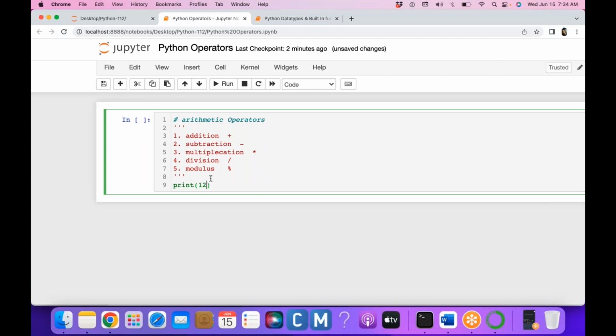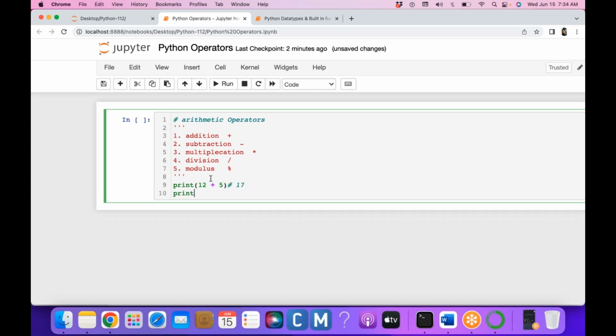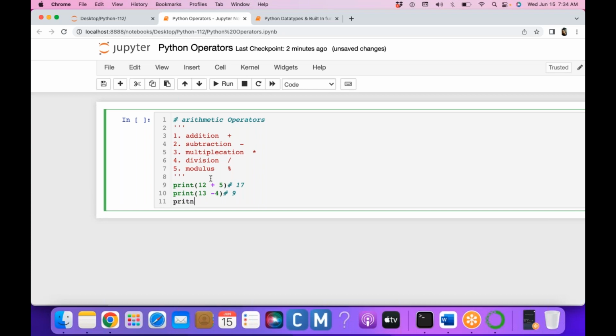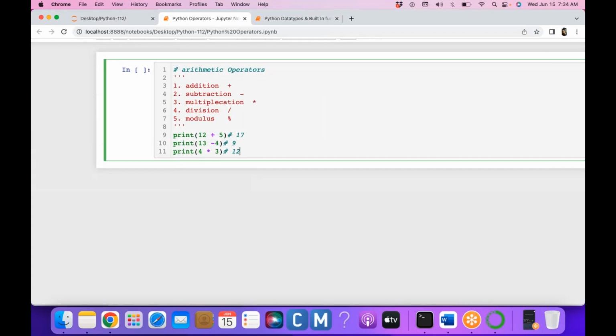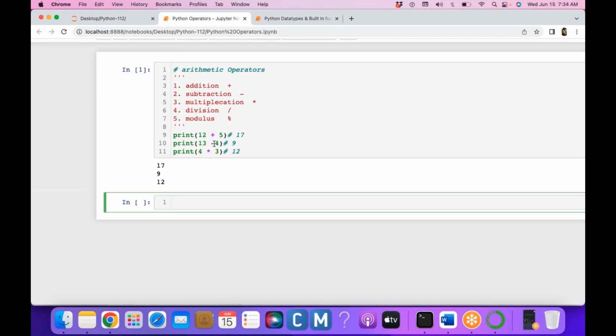For example, adding 12 and 5, what is the result? It is 17. If you go with subtraction, it's a minus, right? 13 minus 4, is it 9? Yes, 9. And if you want to multiply two numbers, for example 4 into 3, how much? 12. So these are the 3 operators: addition, subtraction, and multiplication.